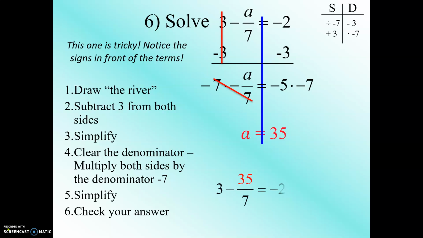And if we put it back in to check, we see that indeed it does work. 35 divided by 7 does give us 5, or negative 5 if you want to look at it one way. 3 minus 5 is negative 2.